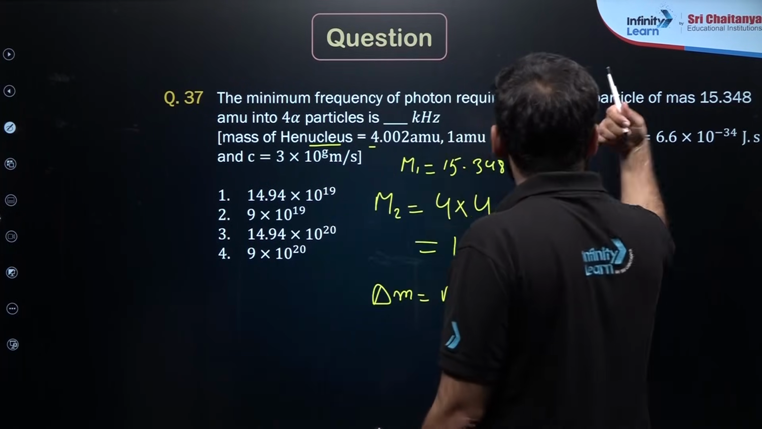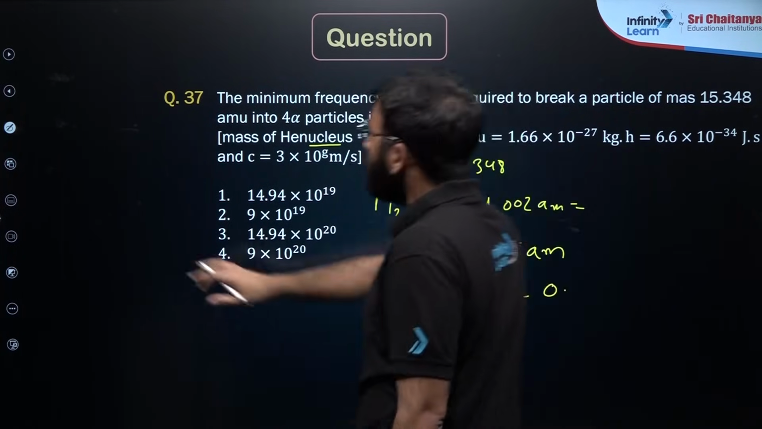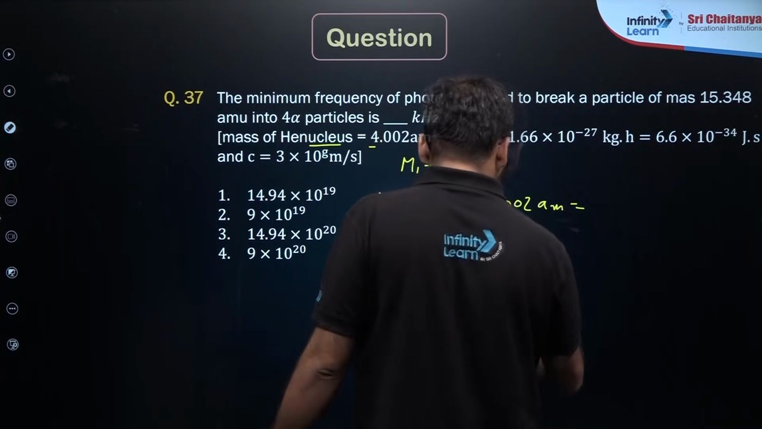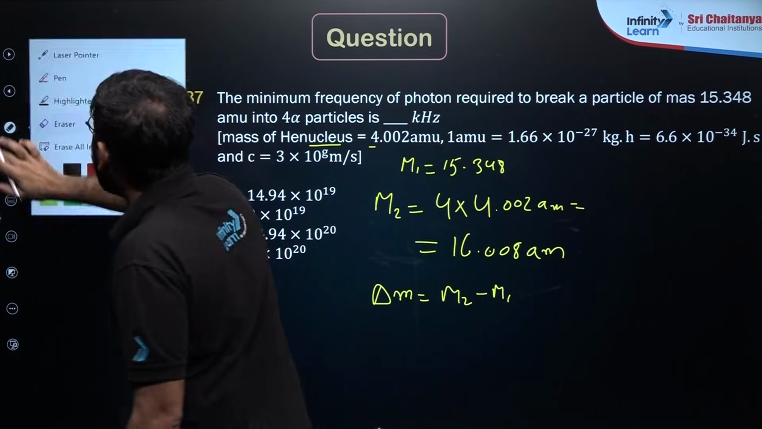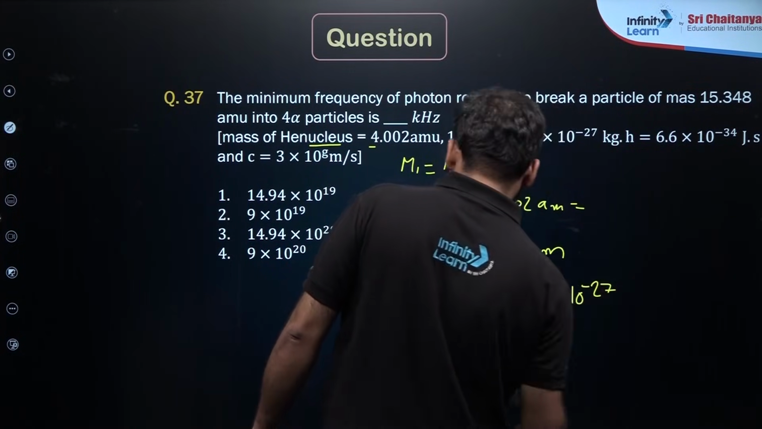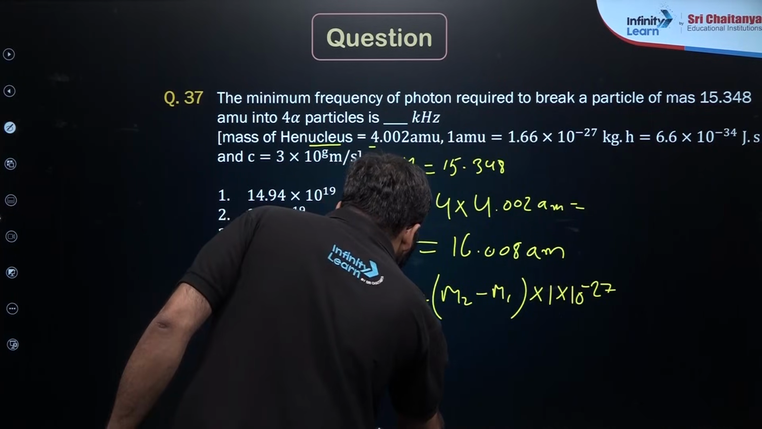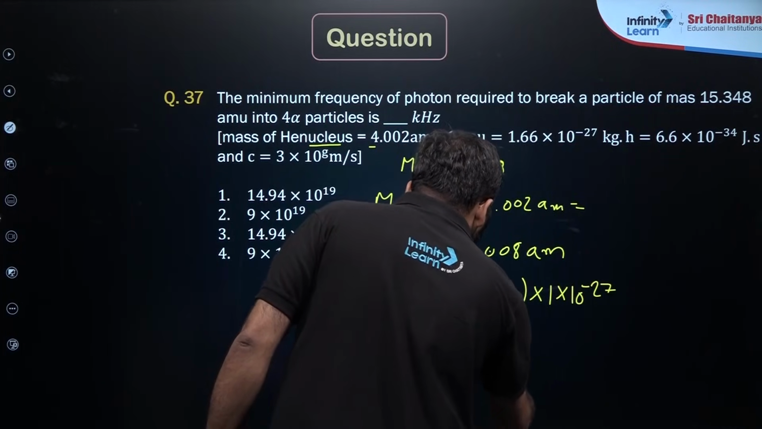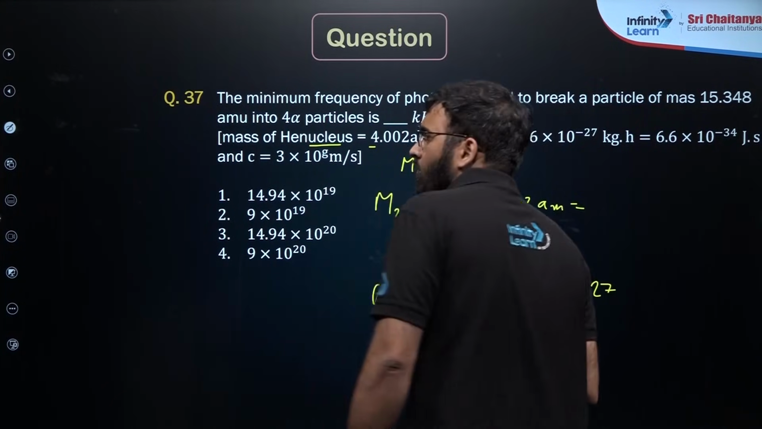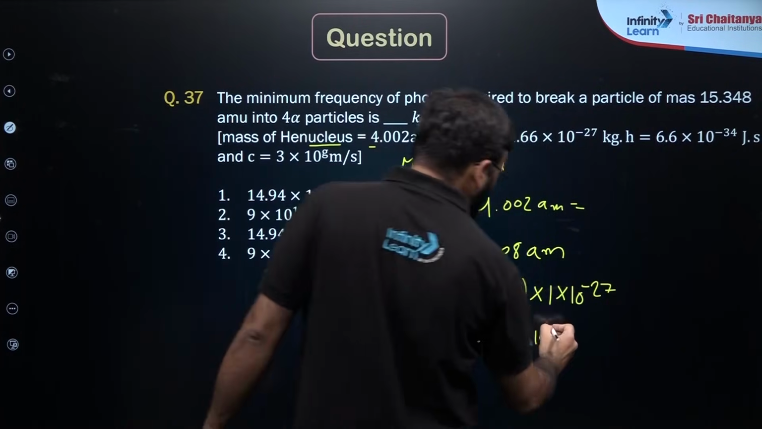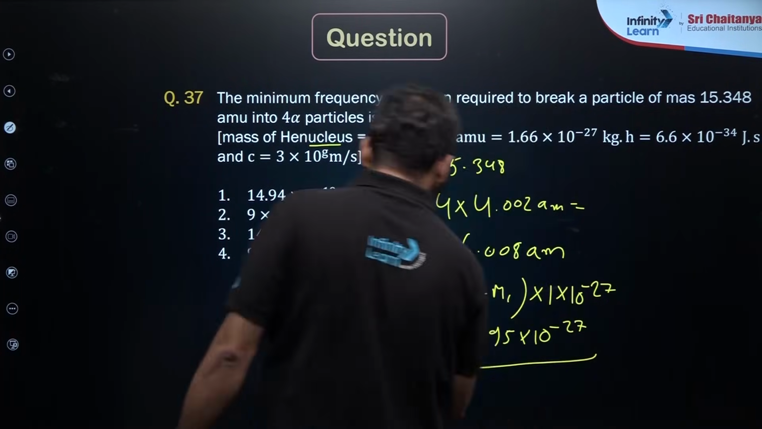So we can convert this into kilogram. We multiply with 1 AMU equals this, so I directly write here in kilogram: 1 into 10 to the power minus 27. So the delta M value you can get here is approximately 1.095 into 10 to the power minus 27. Okay, this is the change delta M.